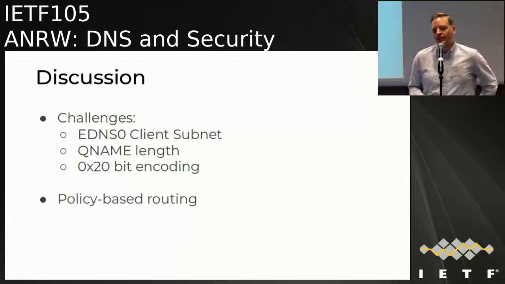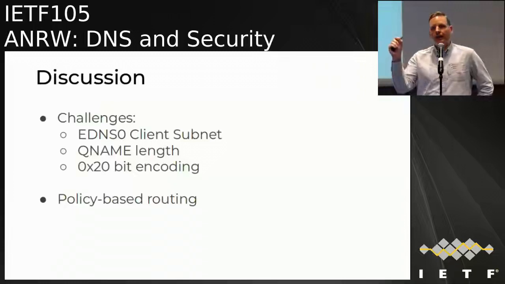We're thinking about policy-based routing, where maybe users might be interested in selecting ODNS resolvers based on location or ISP, or maybe they can choose to say us.odns to avoid certain locations around the world.